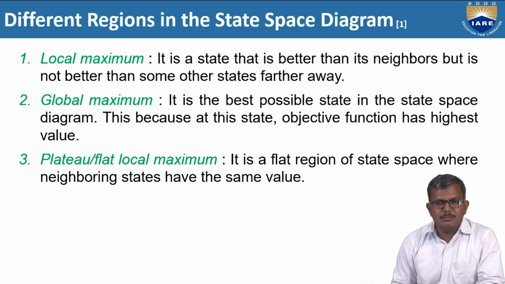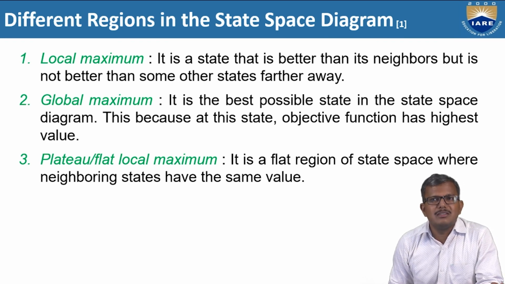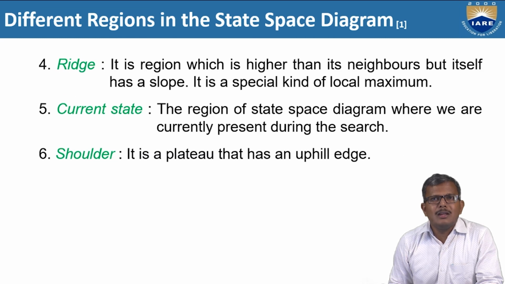And next one is plateau, or flat local maximum, we can say. It is a flat region of state space where neighboring states have the same value. We have already discussed these points. A ridge is a region which is higher than its neighbors, but itself has a slope. It is a special kind of local maximum, we can say.